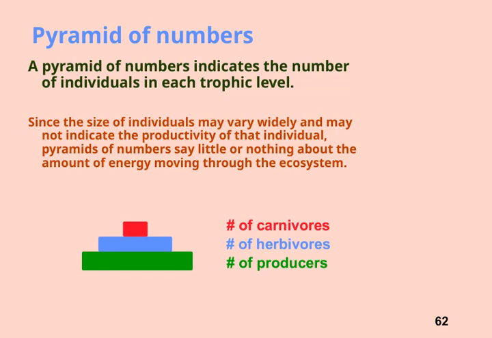Let's take a closer look at the pyramid of numbers. This diagram represents the number of individual organisms at each trophic level in an ecosystem. It helps us visualize how populations are distributed across producers, herbivores, and carnivores. One important thing to remember is that the size or individual biomass of these organisms can vary widely, so counting individuals doesn't necessarily tell us about how much energy or productivity is involved. For example, a single large tree might support many herbivores, but the number of trees alone doesn't reflect the energy flow. So, while the pyramid of numbers gives us a good snapshot of population sizes, it doesn't fully capture the dynamics of energy transfer within the ecosystem. That's why it's just one piece of the bigger picture in understanding ecological relationships.